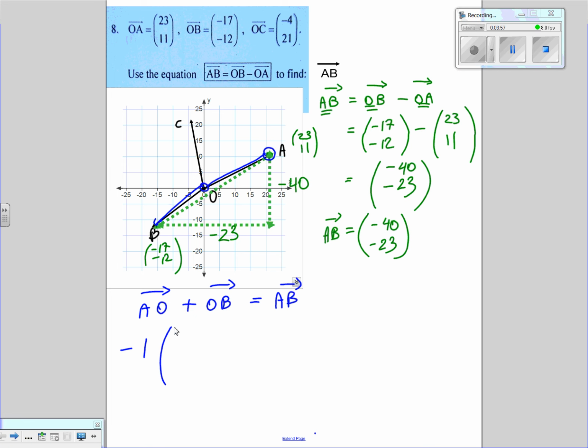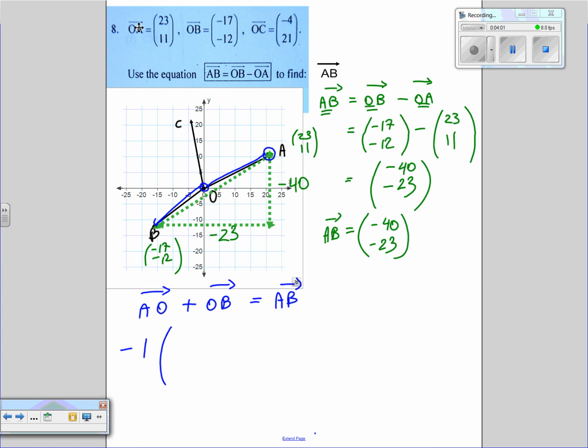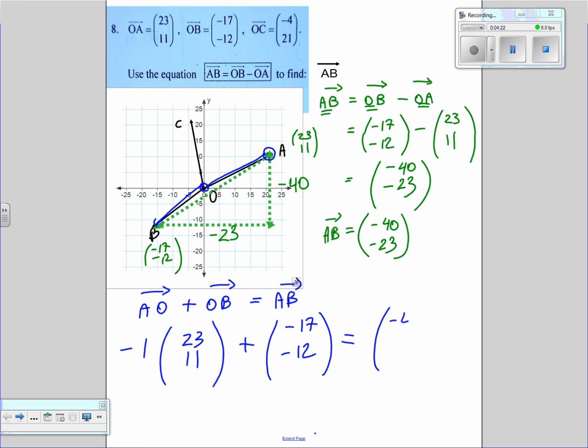Here, we need a blue pen. There it goes. So it's the opposite direction of O to A, which is 23, 11, plus O to B, which is exactly what we need, negative 17, negative 12. And what would that equal? That would equal negative 23 minus 17, which is a negative 40, and a negative 11 plus a negative 12, which is a negative 23, which is another way of getting that answer.